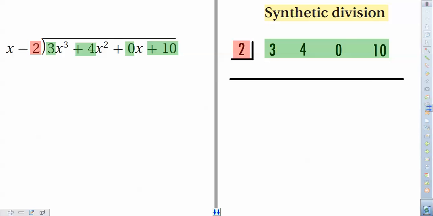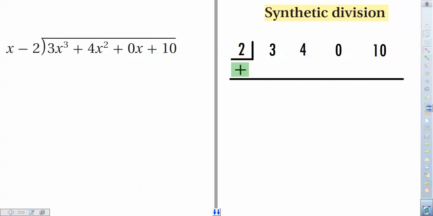The next thing we're going to do: synthetic division is faster because all we really need to worry about is the coefficients. So every one of the coefficients in your dividend, you're going to drop right in there. Notice we're not writing the x's in there. We aren't going to need them. Now, how synthetic division works is every single time we get a new value, we're going to be adding it.